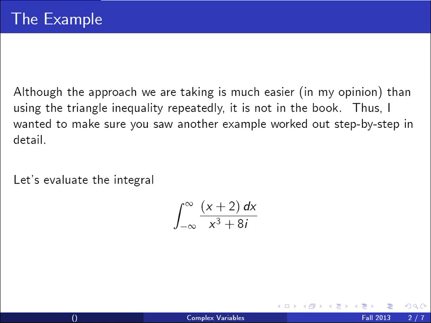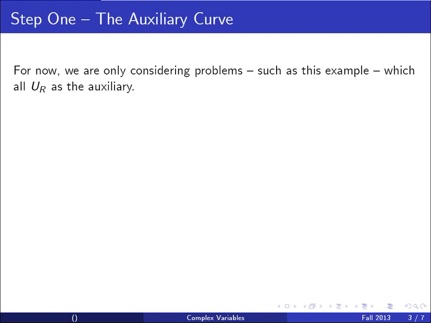So we're going to look at this integral, negative infinity to infinity, of (x + 2) dx over (x cubed + 8i). For exam 3, we're going to consider problems such as this one, which can be done using the u sub r upper semicircle as the auxiliary curve.